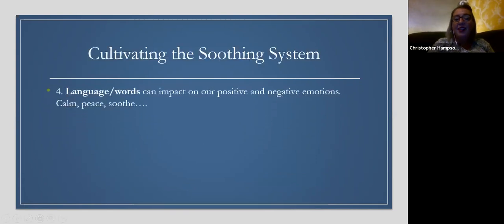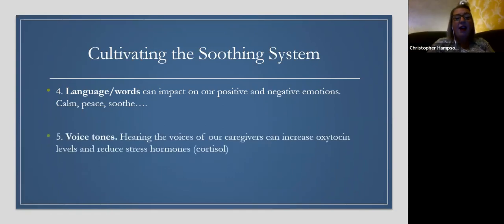And language and words can impact on our positive and negative emotions. I like to use the language that clients use a lot, especially shoulds, musts, needs, ought to. And I find using should lists with clients really opens up the negative message that we send about failure, shame and guilt. And a lot of the time, what they feel they should be doing, they're already doing. And voice tones. So hearing the voices of our caregivers can increase oxytocin levels and reduce stress.